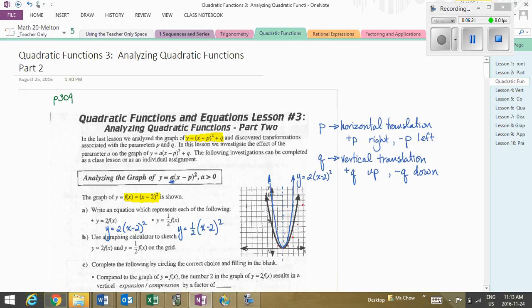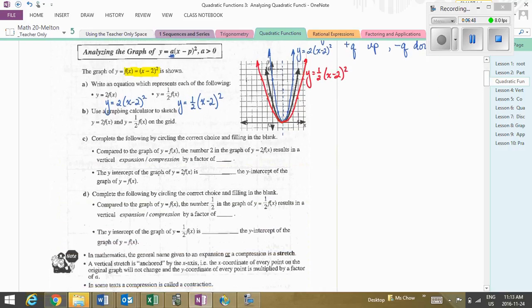And again, using that axis of symmetry that passes through the vertex, that's not changing. I can then plot these points on here with some accuracy and join these points together. So again, continues upwards, and we'll label that y is equal to 1/2 (x minus 2) all squared. So if we fill in the blanks, compared to the graph of y equals f of x, or y equals (x minus 2) all squared, the number 2 in the graph, that coefficient, represents a vertical expansion, so it's a vertical stretch by a factor of 2.